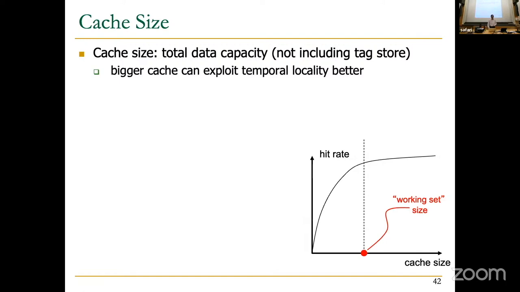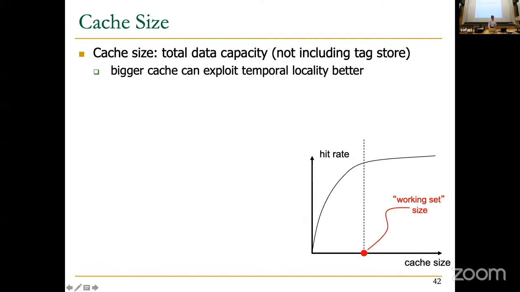So basically, cache size is measured as total data capacity. Usually when we refer to a 60 megabyte cache, you don't include the tag store. You always talk about the data store. Tag store is some extra, could be kilobytes or megabytes, whatever, on top of that. But basically, if you have a larger cache, you can exploit temporal locality better.